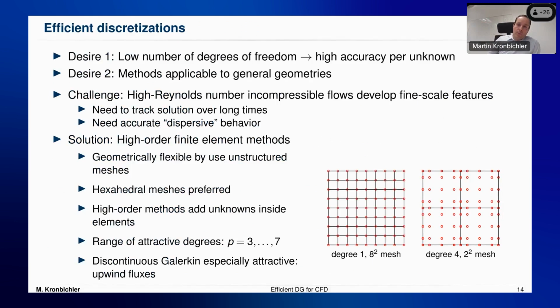Now, the point is when you do flows, incompressible and compressible are really similar. You develop fine scale features related to the Reynolds number. The higher the Reynolds number, the more fine scale features you have in relation to the global scale of your simulation. And we need to track the solution over a long time. We need good dispersive behavior. What do I mean by that?